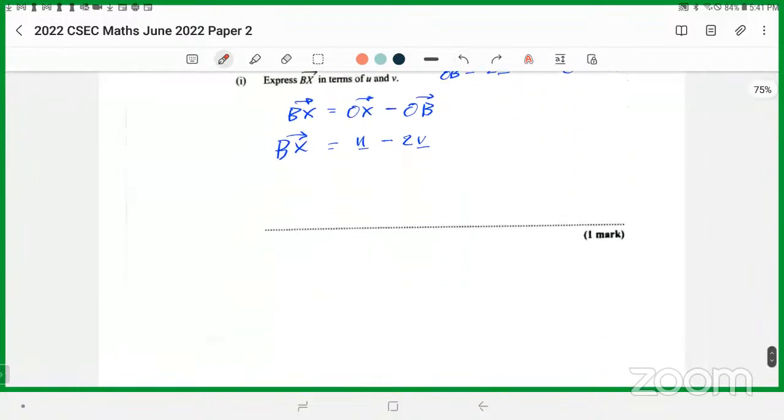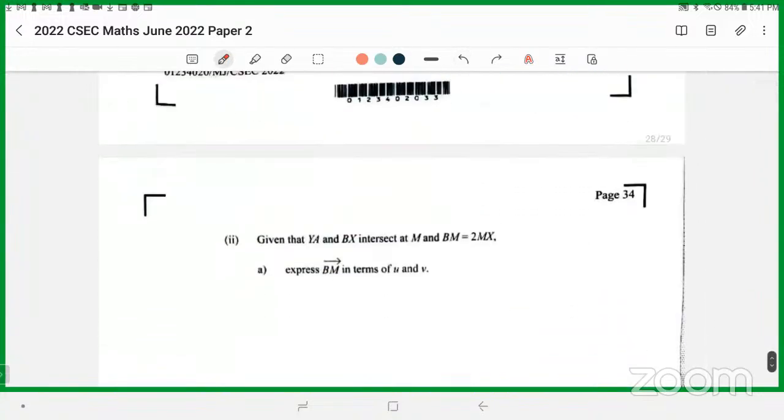The next question wants us to calculate the vector. It says, given that YA and BX intersect at M and BM is 2 times MX. All right. Let's put all of this information on the diagram. When you're doing vectors, you want to put everything that they're talking about on the diagram. Indicate everything on the diagram. They want us to express BM in terms of U and B, but let's put it on the diagram first.